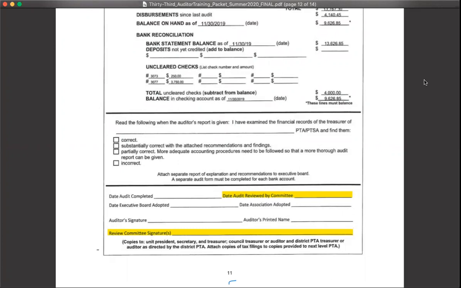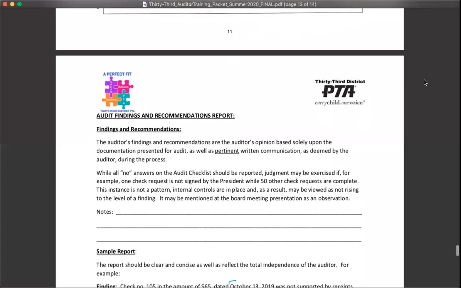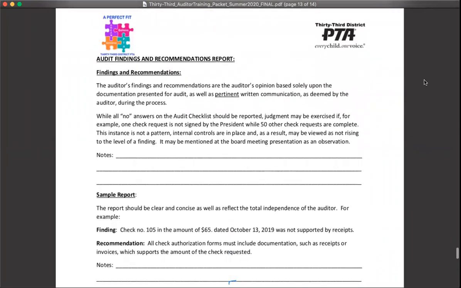If you're not a qualified accountant, then you would need that review committee to sign it as approved and put their signatures on the bottom line there saying, yes, they've looked at it and they agree with the audit. Okay. And, oh, the findings and recommendations.